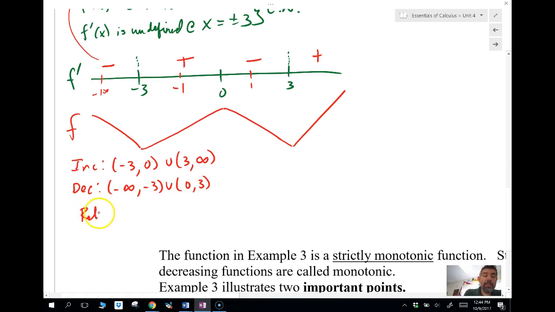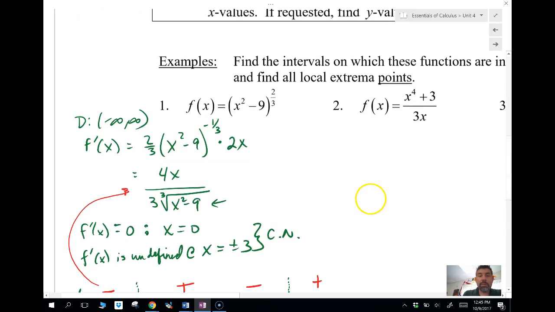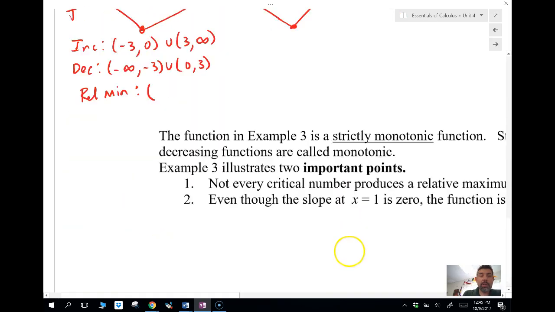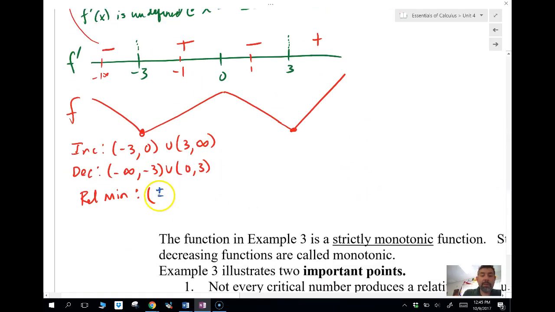We have relative mins. Where are our relative mins? Well, here's a min here, and here's a min here. So I have a relative min at -3 and +3. What's that point? If I plug 3 back in here, it's going to be 9 minus 9. That's going to give me 0. So my relative min is going to be at ±3, 0. And my relative max is going to be right here at x equals 0.